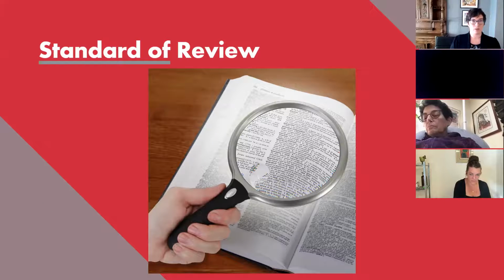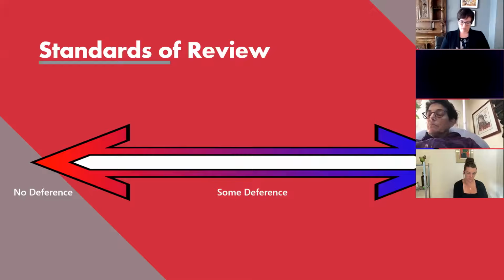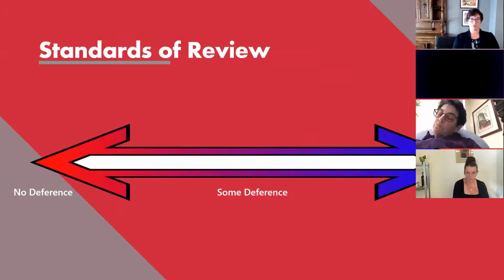Which gets us to the standard of review. Now, there are many standards of review. I'm not going to go over all of them. I'm going to go over the ones that are particularly relevant to the practice of personal injury, but they basically exist on a continuum, ranging from anywhere from no deference to a significant amount of deference.